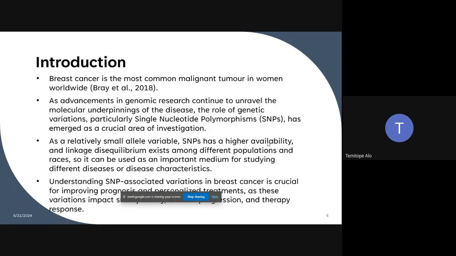As we all know, breast cancer is the most malignant tumor in women worldwide. As advancement in genomic research continues, the role of SNPs has become much more important. As a relatively small allele, SNPs have high availability and linkage disequilibrium, which exists among different populations. That shows the importance of SNPs in the prognosis detection of breast cancer.